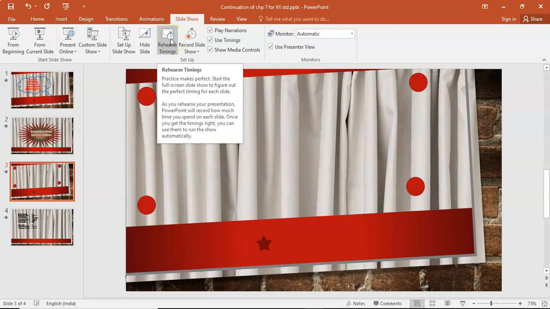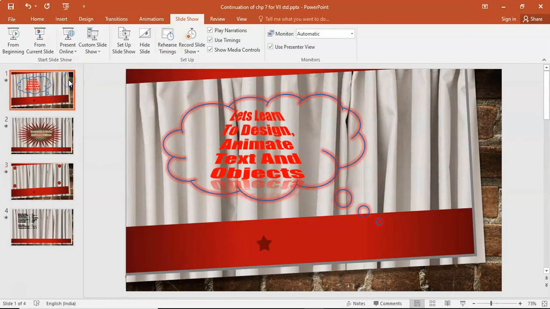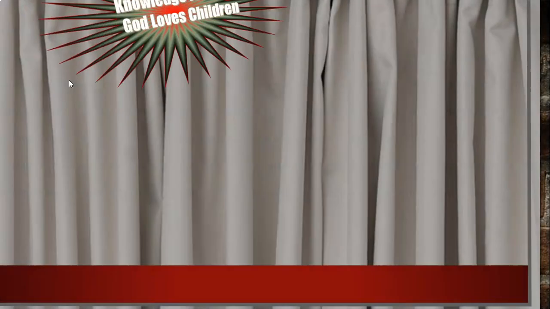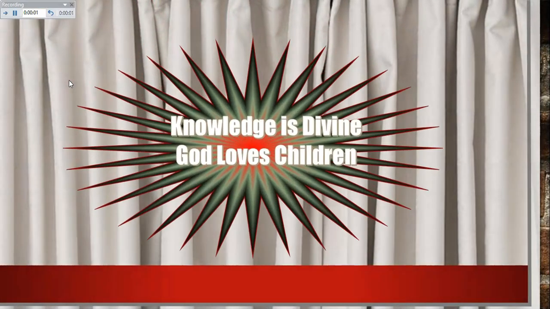Okay, rehearse timings. Now what happens is your teacher gives you a presentation, and then she tells you to make a presentation for 5 minutes. Okay, now how would you calculate those timings? So what we have to do is, you have to make use of the rehearse timings option, children. So I click on rehearse timings. When I click here, my presentation starts, and there is a slide meter which is recording my timings.